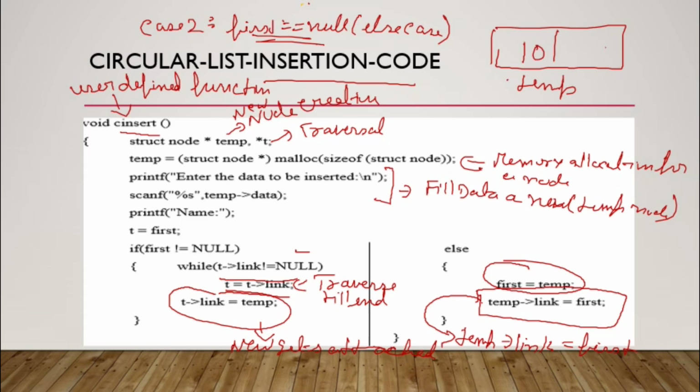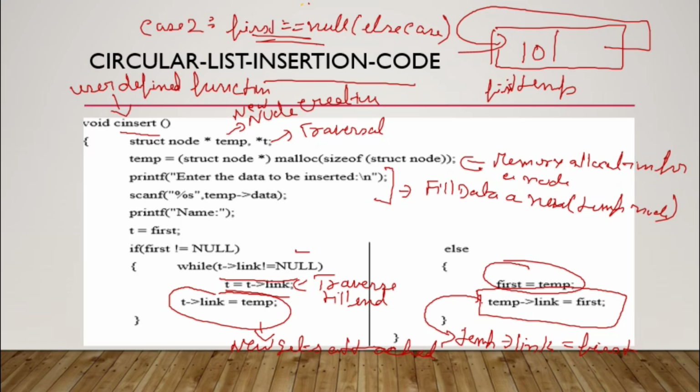So this we know that it is the else case. Of course first also will point here. Then the final step, temp of link is equal to first. When you do that, it will connect this way. So that is the else case. That is about the concept of circular linked list insertion.